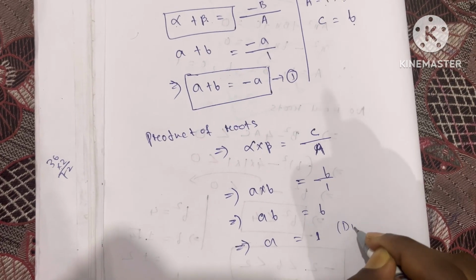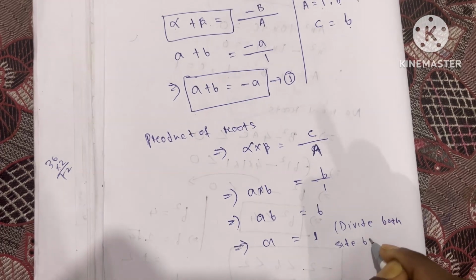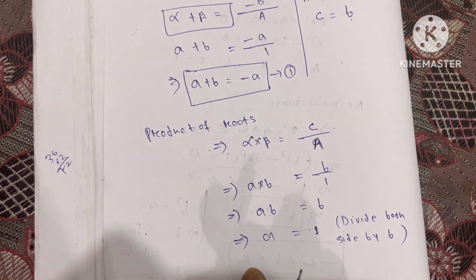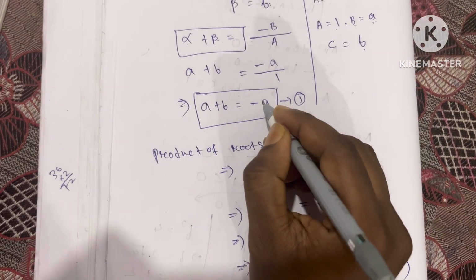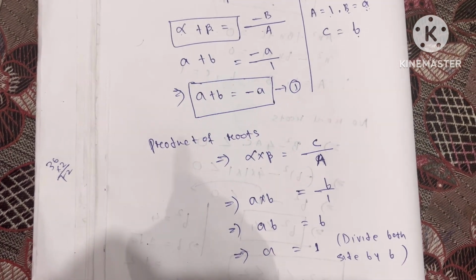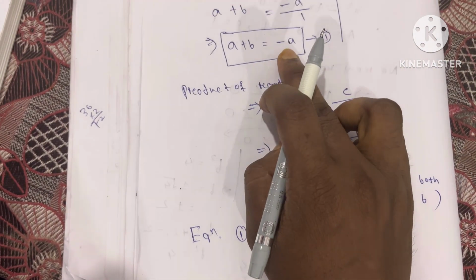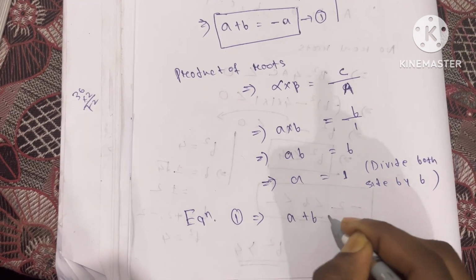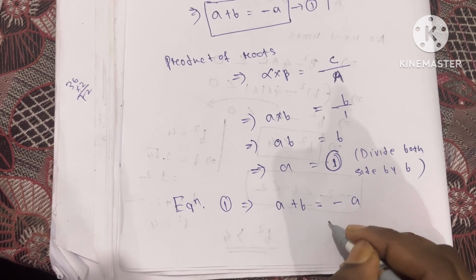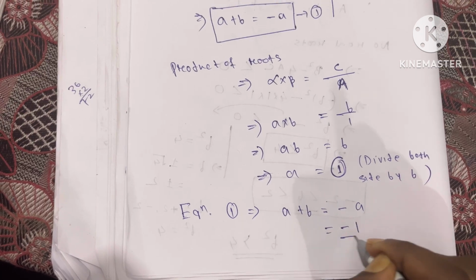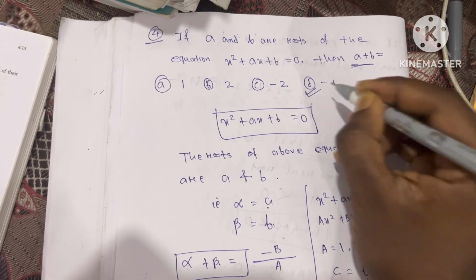What did I do here? Divide both sides by b, and you get a is equal to 1. So from equation 1, a plus b is equal to minus a. But I got the value of a is 1, or not? So that's why a plus b is equal to minus 1. So option D is correct.